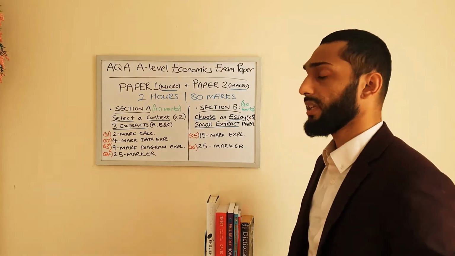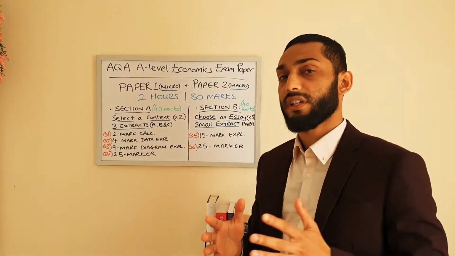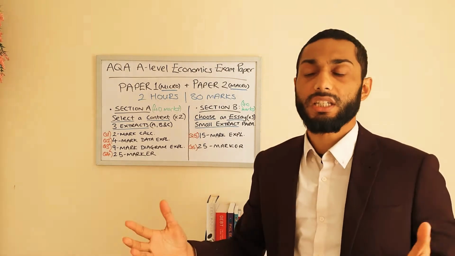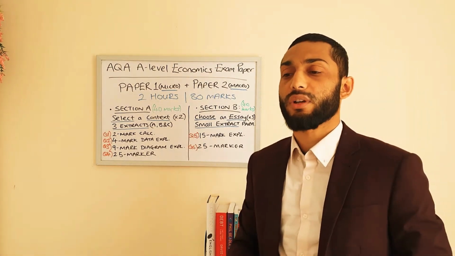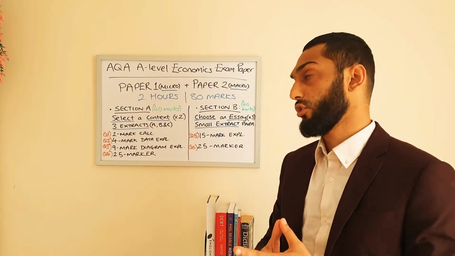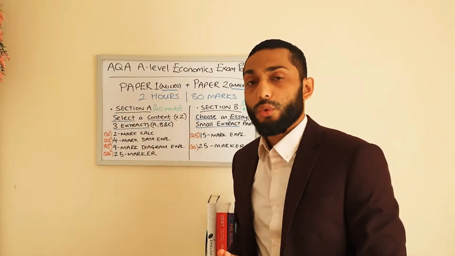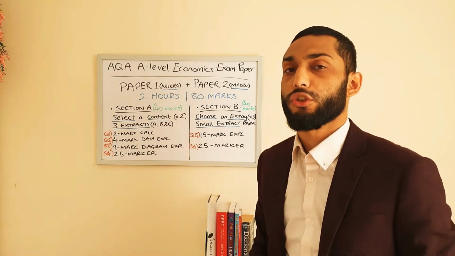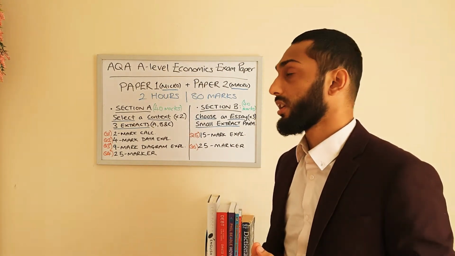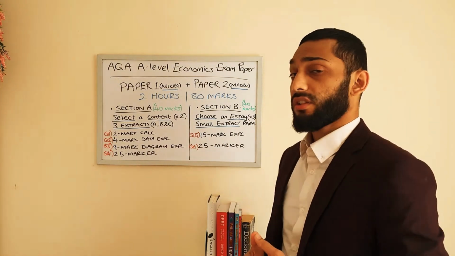You will also get 3 extracts, by the way. The extracts will be A, B and C for the first context, and the second context will be D, E and F. You will be given 3 extracts, like mini case studies that you will have to read. Then, when it comes to the questions, you will have 4 questions to answer in section A. The questions are as follows.